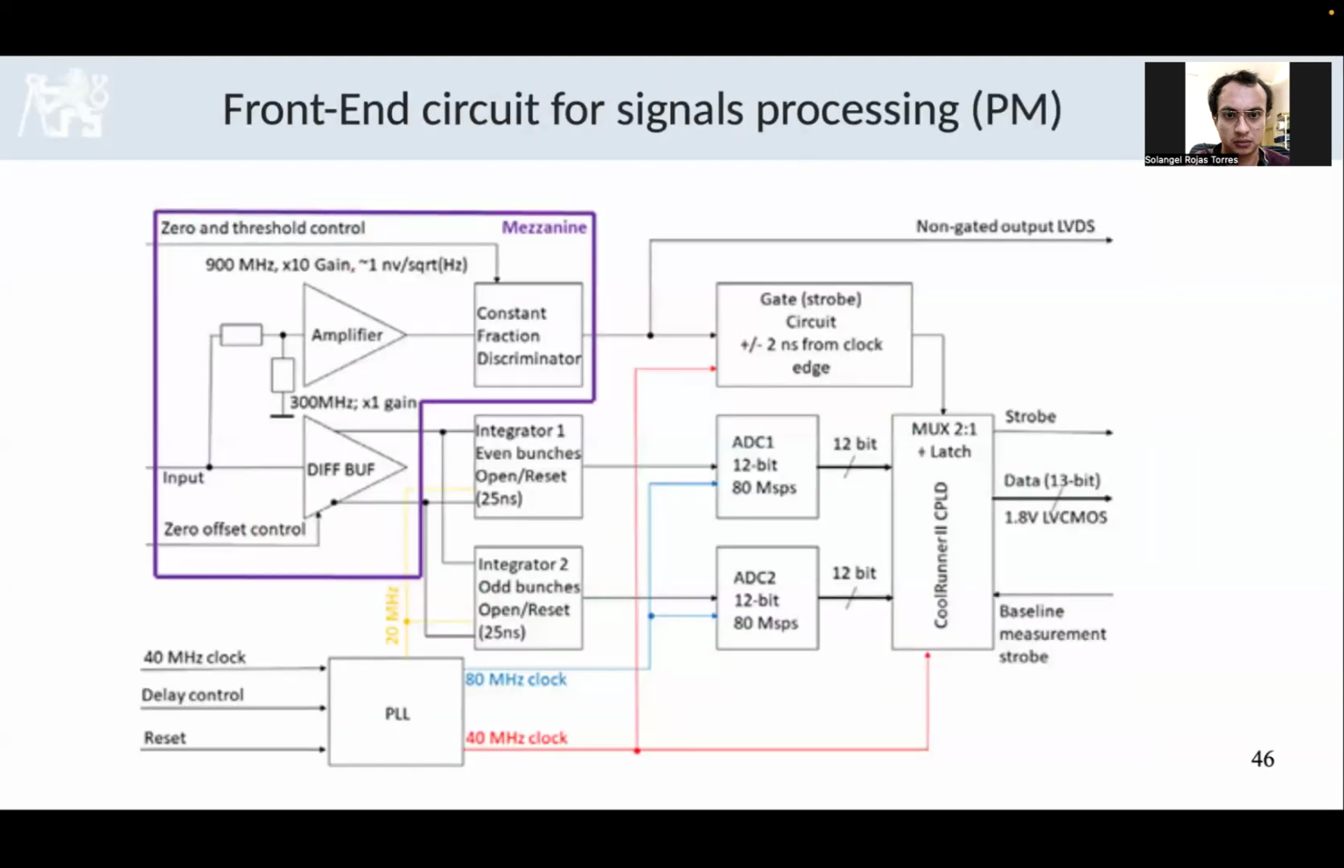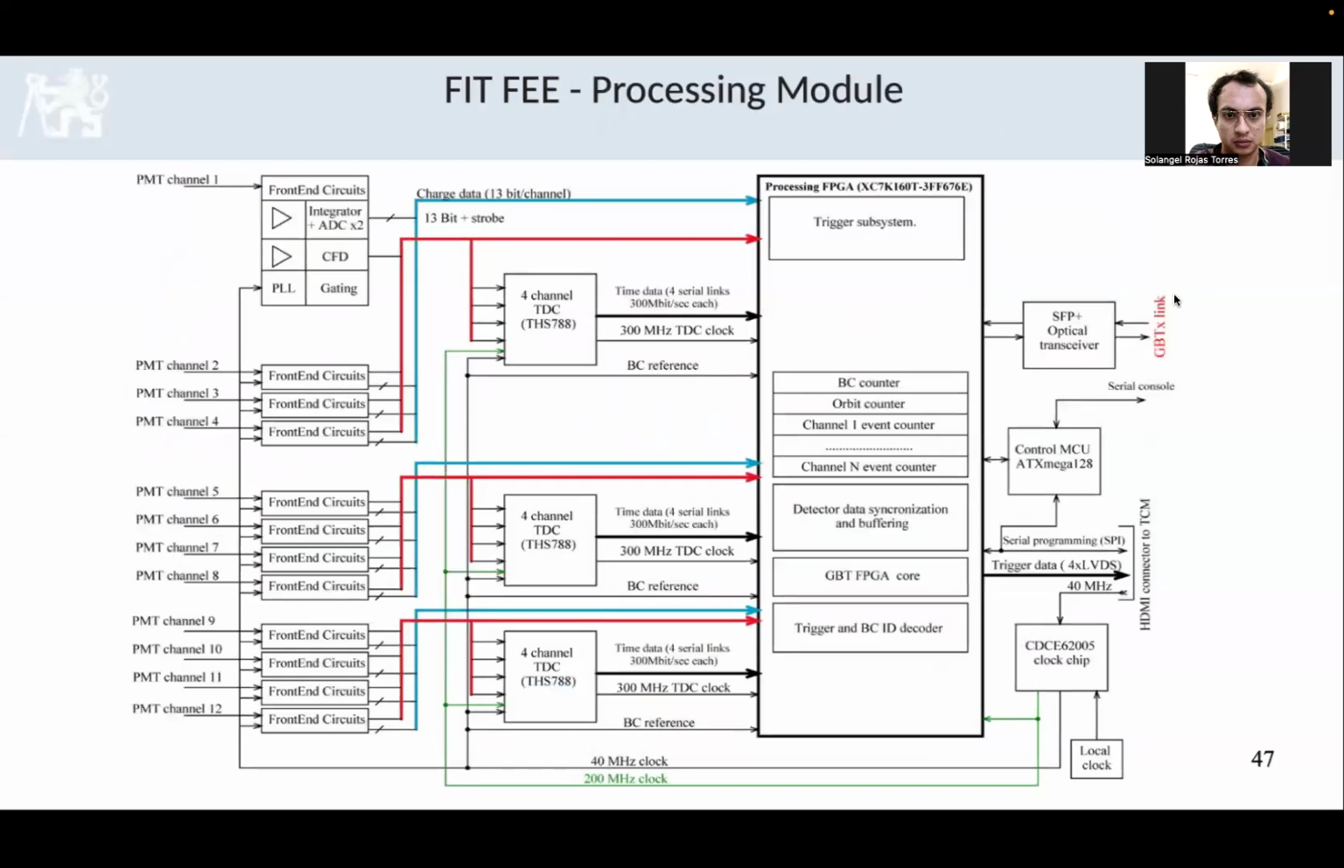And I think we saw that with Susana, I think, in previous lectures. So we have constant fraction, integrators, and so on. So we skip it. And I think this also, here, for example, this is the PM board. Yeah, this is what we saw last time.